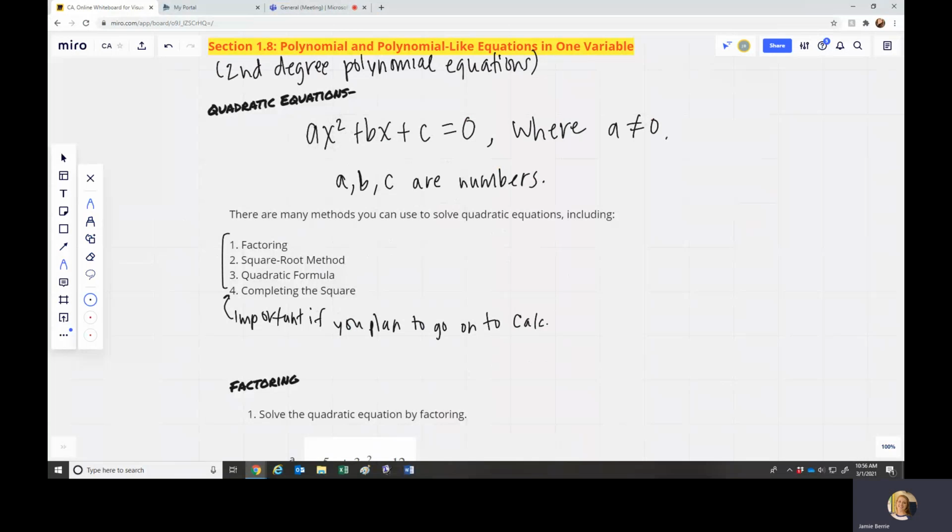So let's look at each one of these methods individually. First, we're going to look at factoring. Then we'll look at something that's called the square root method. Then we'll look at our old faithful quadratic formula. And then last, we'll do completing the square.